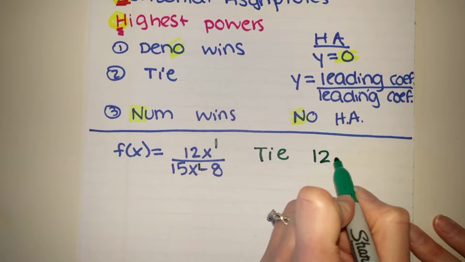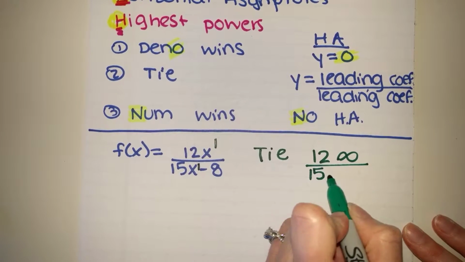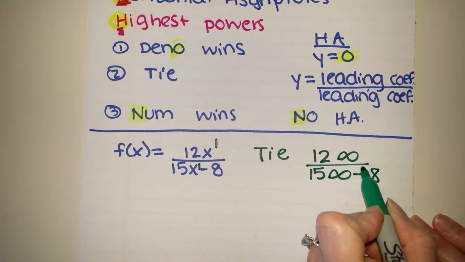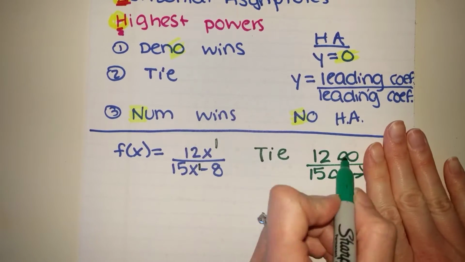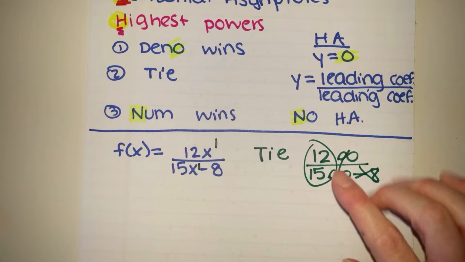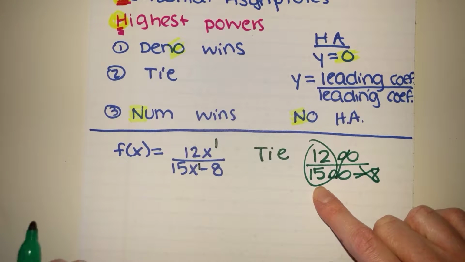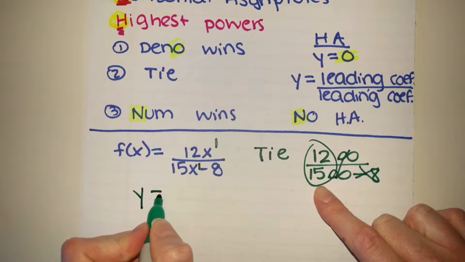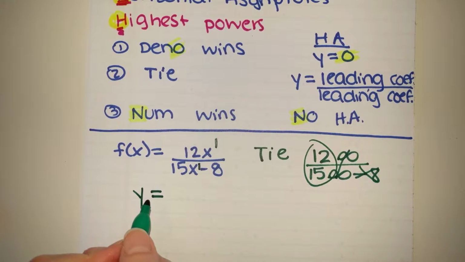So again, if you think about plugging in infinity or negative infinity in here, this negative 8 is not going to mean anything. These infinities will cross out and you're just going to be left with 12 over 15. So that will be your horizontal asymptote. Now, of course, you do need to write y equals to show that it's an actual line.